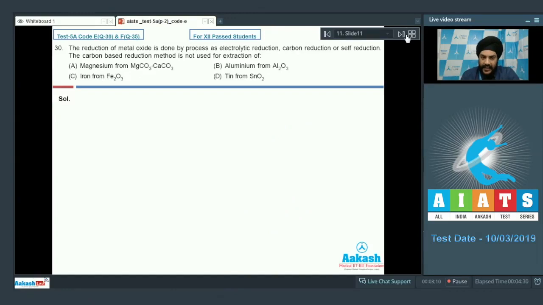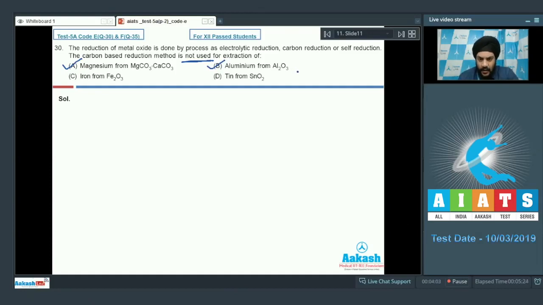In question number 30, it says the reduction of metal oxide is done by processes such as electrolytic reduction, carbon reduction, or self-reduction. The carbon-based reduction method is not used for the extraction of which of these? Option A is correct, students. Carbon cannot reduce magnesium from its salt, so carbon reduction cannot be used for the extraction of magnesium. Option B is also correct. Carbon cannot reduce aluminium from its salts, so for option B as well, the carbon-based reduction technique cannot be used.